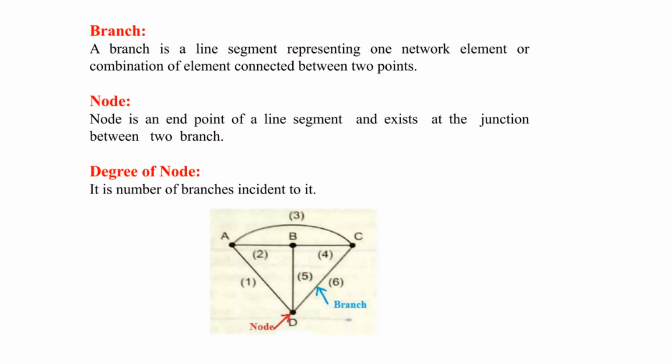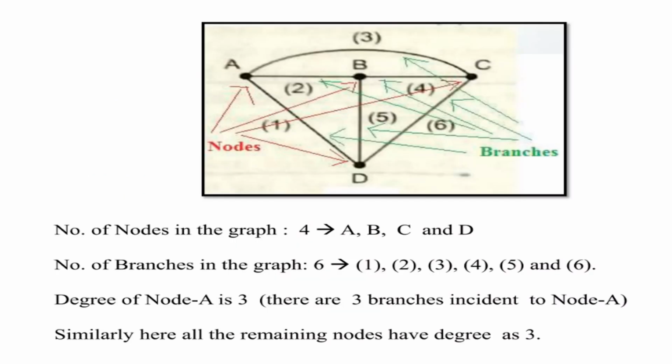And next is the degree of a node. It is the number of branches incident to it. In the diagram shown, the number of nodes in the graph is 4, that is A, B, C and D. And the number of branches in the graph is 6, that is 1, 2, 3, 4, 5 and 6. The degree of node A is 3. There are 3 branches incident to node A. That's why the degree of node A is 3. And similarly, all the remaining nodes have a degree of 3.